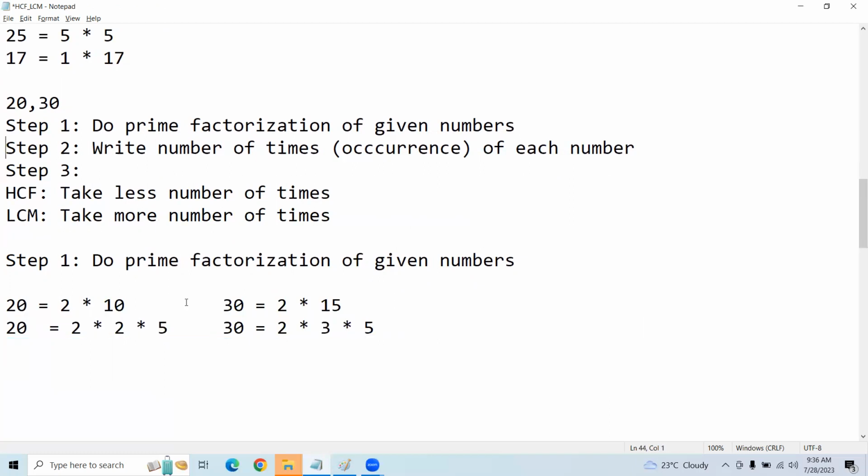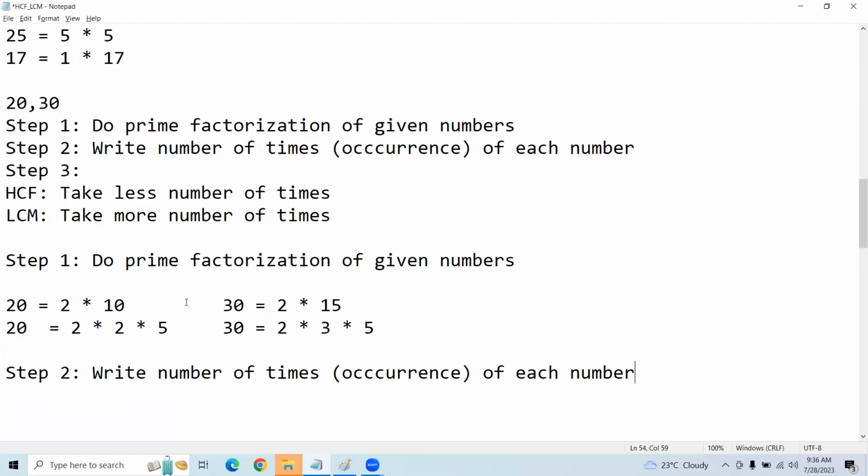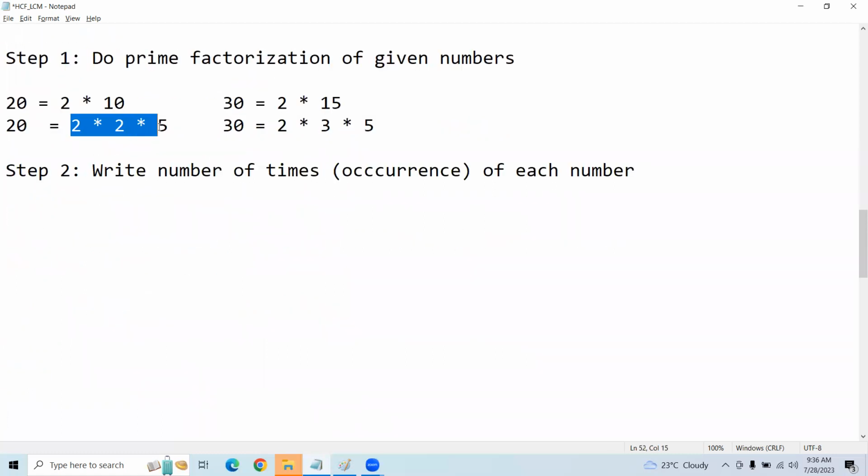Now you have to write the number of times or occurrence of each number. When we say each number, we talk about whatever is on the right side of the equal sign. We have to count this and write their occurrences. So here, 2 is how many times? We have 2 times over here. What is the next number here? 2, 2 and then 5. 5 is how many times over here? It's 1 time.